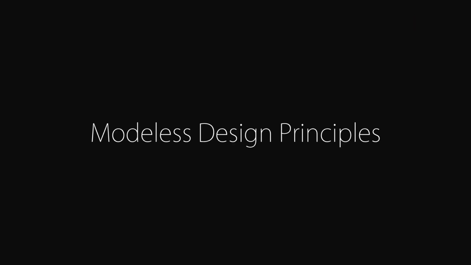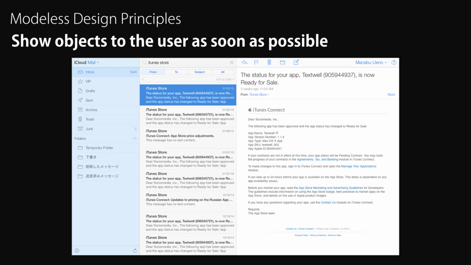So I'm going to talk about the modeless design principles. It's not very complicated. It's simple. First, show objects to the user as soon as possible. This is an email client, and in this case, objects are mails. So you need to see the mails first. This is the first screen. And then you select one and select actions.